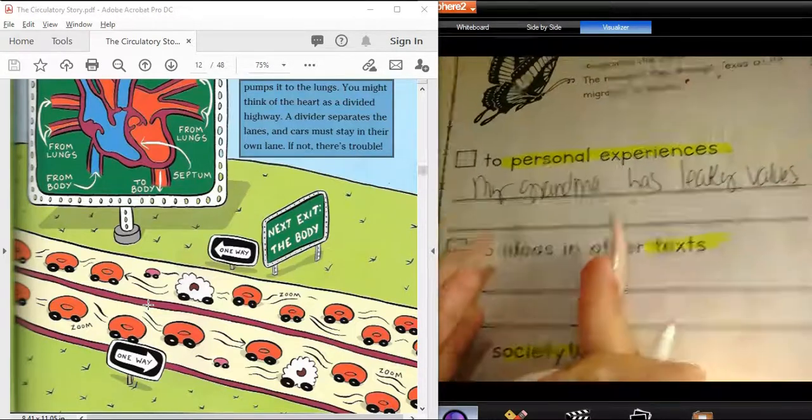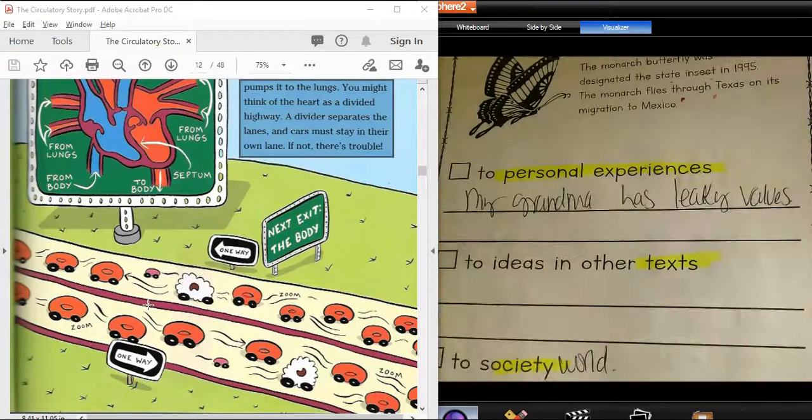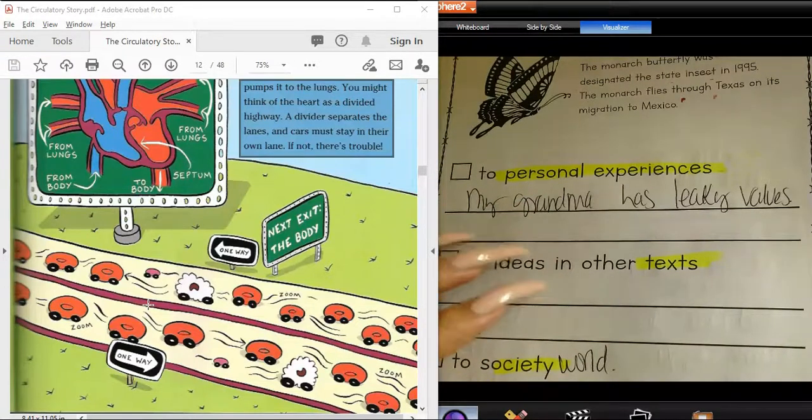So that's how you make a connection to the text. From your personal experience, how can you make a connection? Well, my grandma has leaky valves. Her heart isn't that well. That means that her heart has to work harder. Any other connection? If you don't know of any personal connections, then you can write my example. My grandma has leaky valves. Usually we hear those from older people.